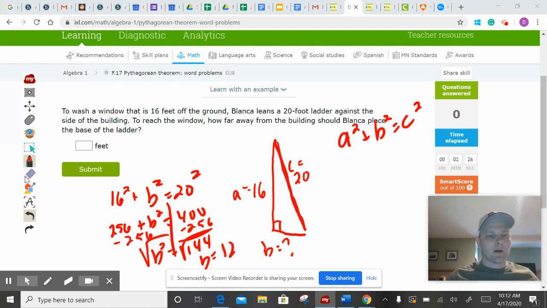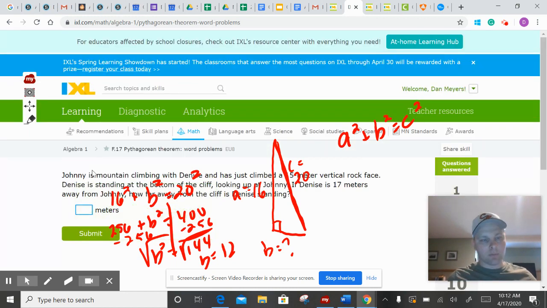So putting 12 in here, 12 feet, submit, and boom goes the dynamite. We got it right. So all of these problems, you'll just be drawing a picture. All of the pictures in this lesson should always be right triangles. You're going to know two of the sides, and you need to find the other side.